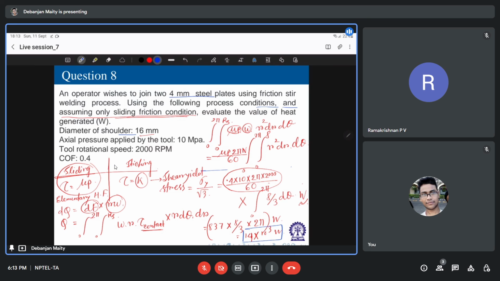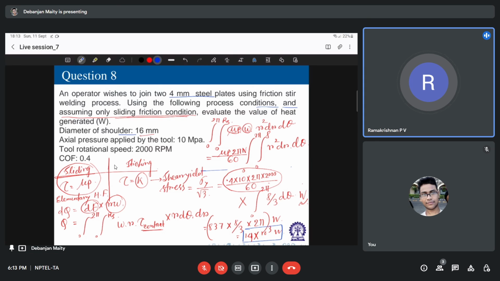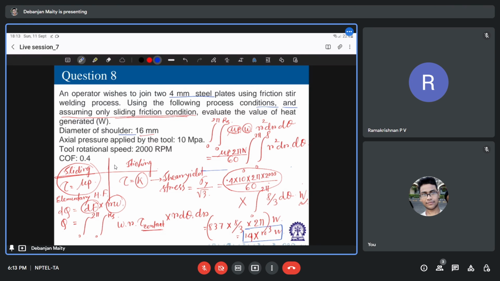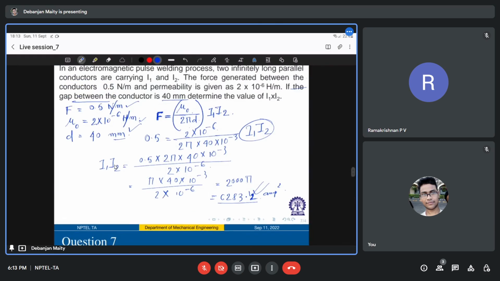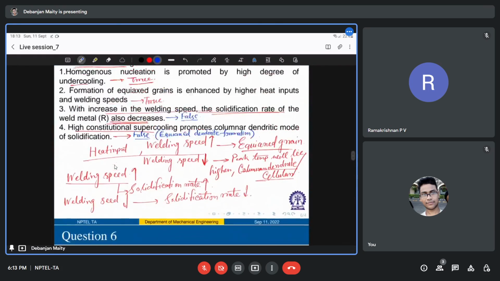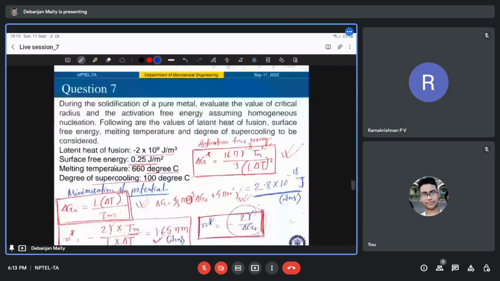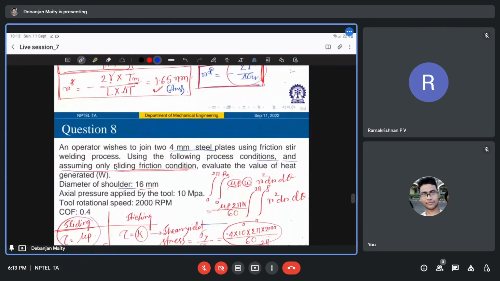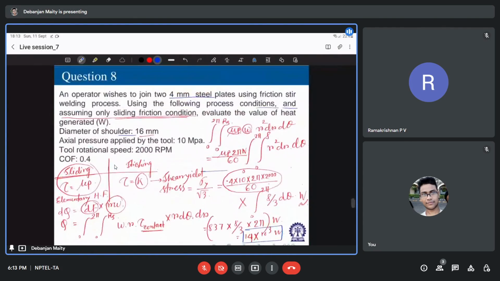Can you tell me if you are getting the same value now? Yes, sir. 14024. So 14 into 10 power 3. Yeah, great. Okay. Any confusion? Yeah, I'm done from my side.